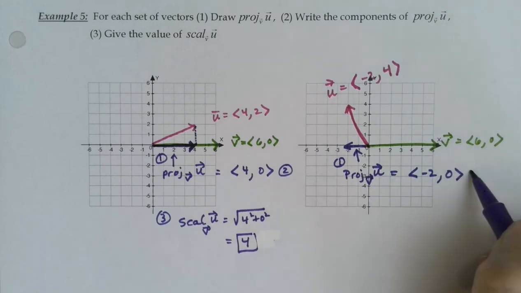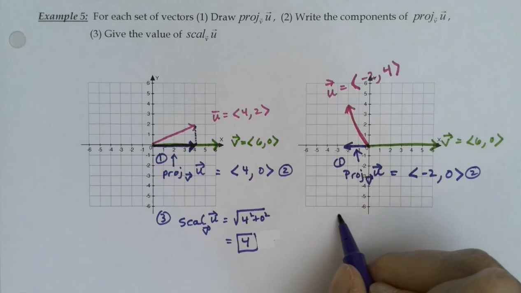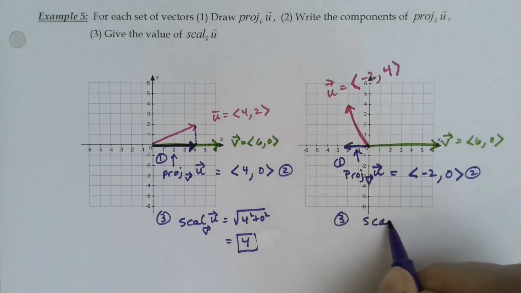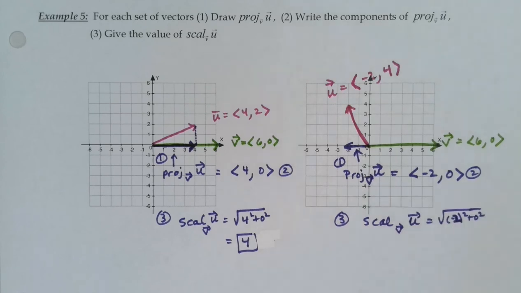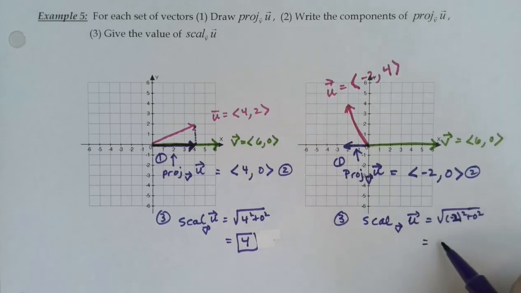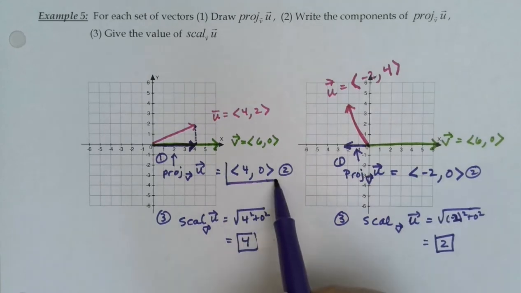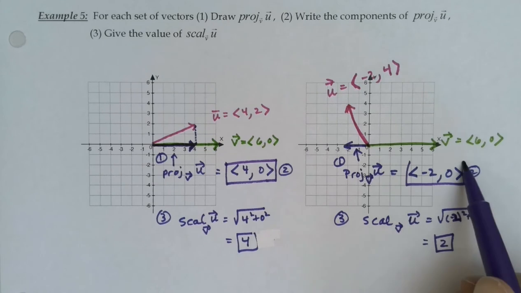All right, so there's part 2 right there with those components. Part 3 is just I need the scalar of that, which should be really easy because it's just going to be the square root of -2 squared plus 0 squared. Oopsie, my -2 got weird there. So that would be 2. Done. So we have our projections and we have our scalars.